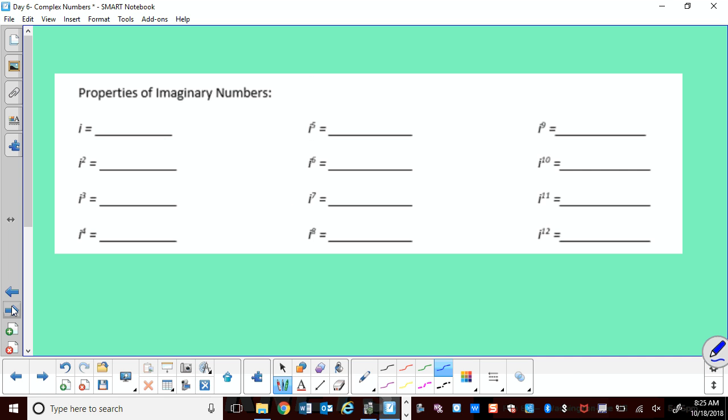All right, so properties of imaginary numbers. You do not have to memorize this, but I can tell it to you. What this means is that every imaginary number to a certain power means something. So i to the first power is just i, i to the second power is -1, i to the third power is -i, and i to the fourth power is 1.